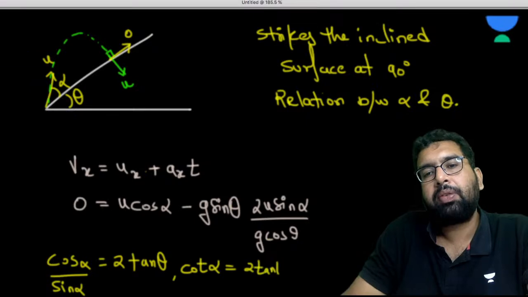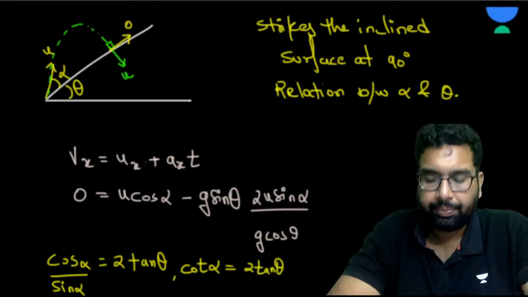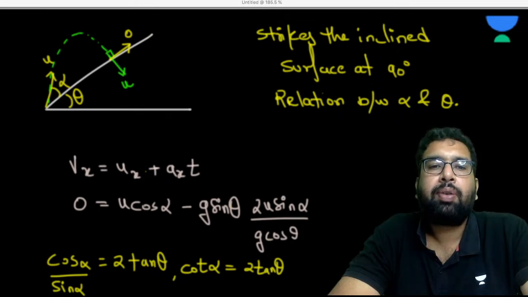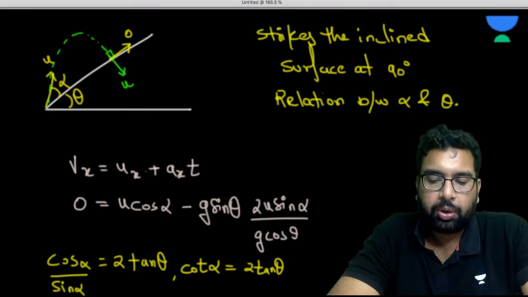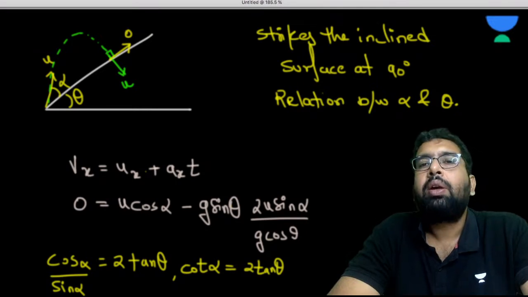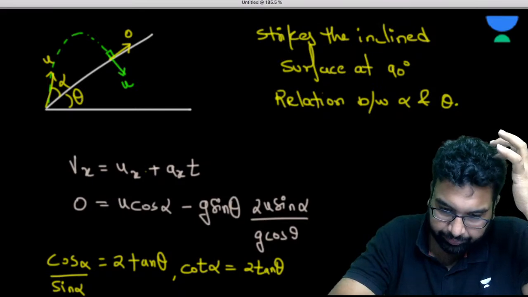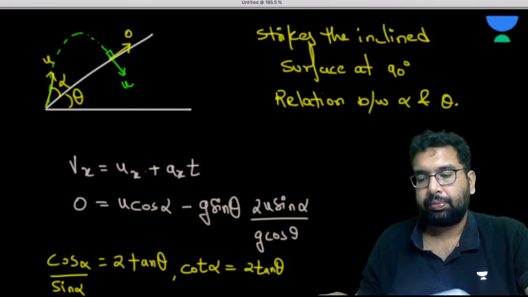Please tell me if it is fine or not. Please answer me. So this is the relation of theta and alpha in the case when the projectile fell at 90 degrees to this inclined plane. Is it fine? Please answer me. Yes or no?